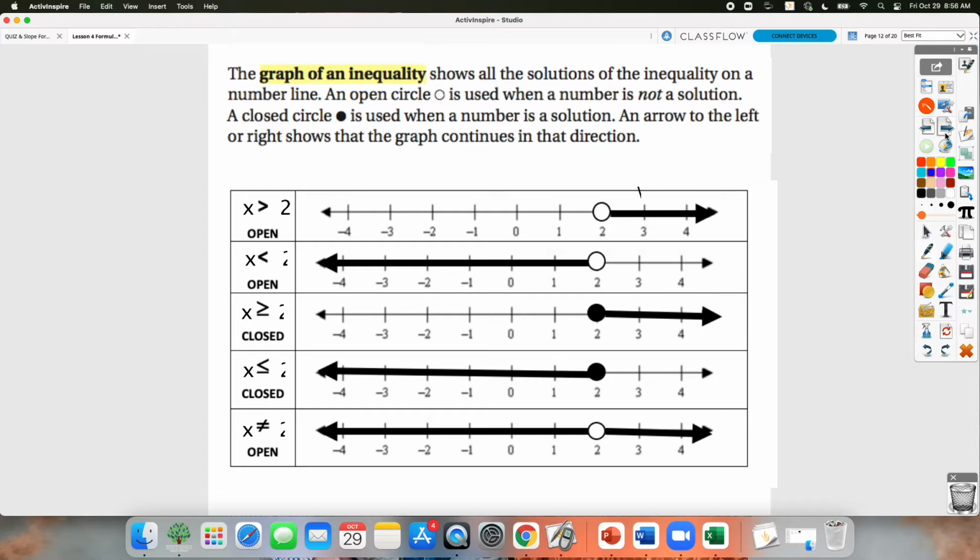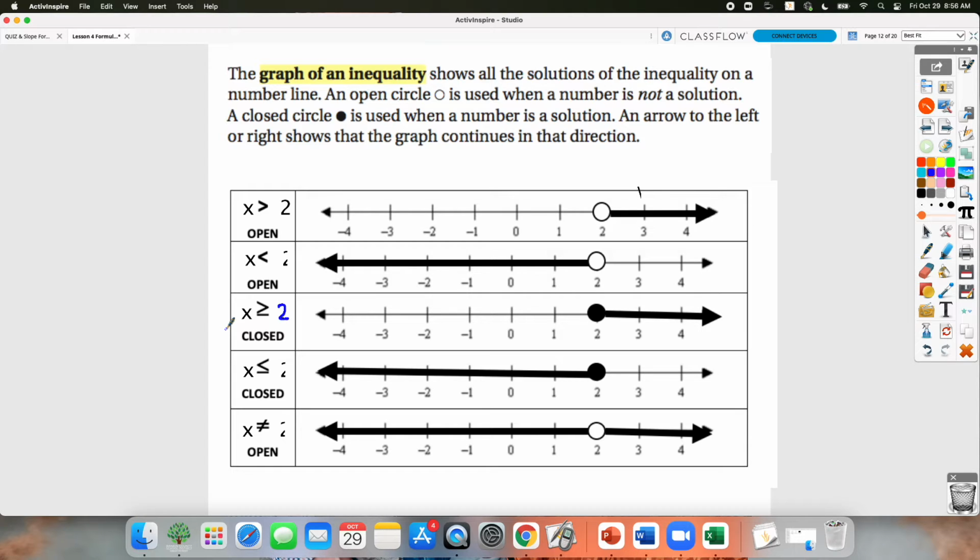Once we have our greater than or equal to sign, and I apologize, my 2 kind of got cut off there. So this time, can x equal 2? Yeah, it's greater than or equal to 2. That means it could be 2 or anything greater. So all of that is shaded in, the 2 and the numbers above 2. Same thing for less than or equal to 2. So it could be 2 or anything below 2. So all of that is shaded in.